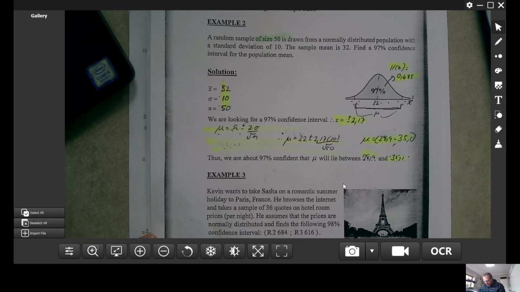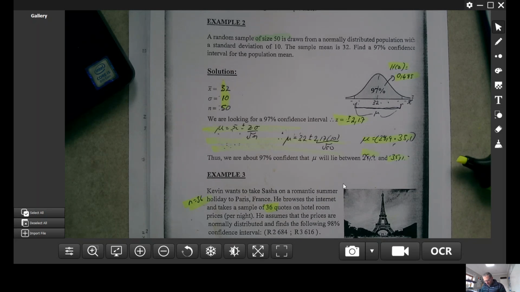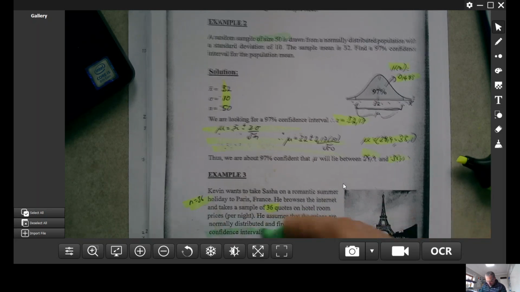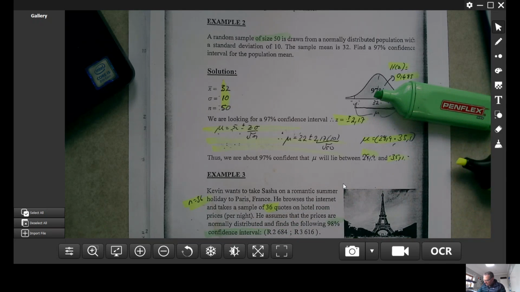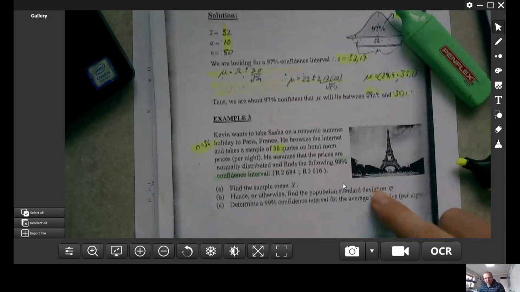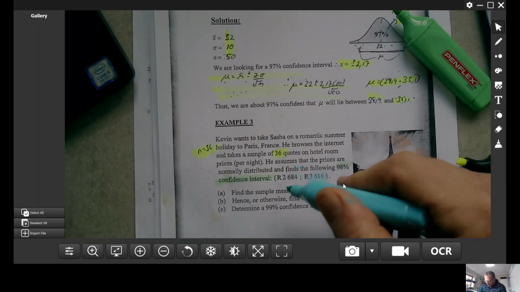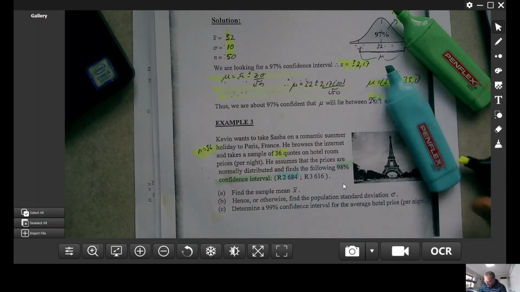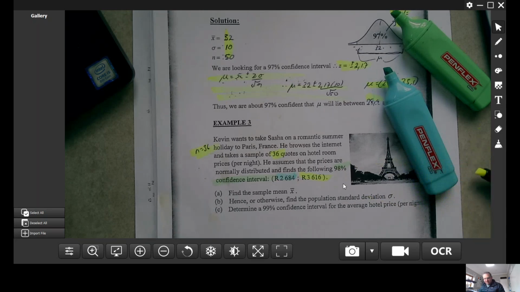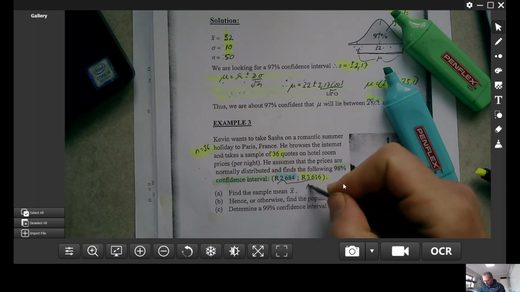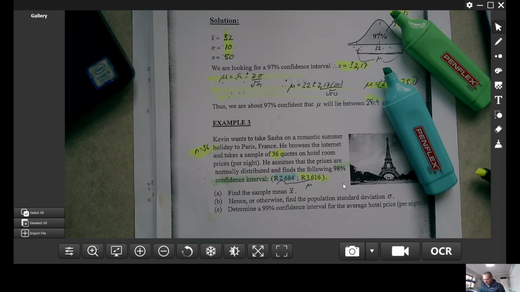Right, next question. Kevin wants to take Sasha on a romantic summer holiday to Paris, France. He browses on the internet and takes a sample of 36 quotes, so straight away we know n is equal to 36. He assumes that the prices are normally distributed and finds the following 98% confidence interval: the lower boundary is 2,684 and the upper boundary is 3,616. Those are your values of mu for a 98% confidence interval.